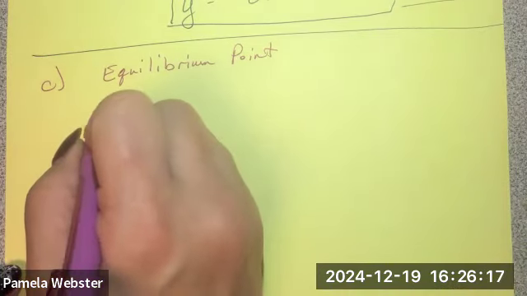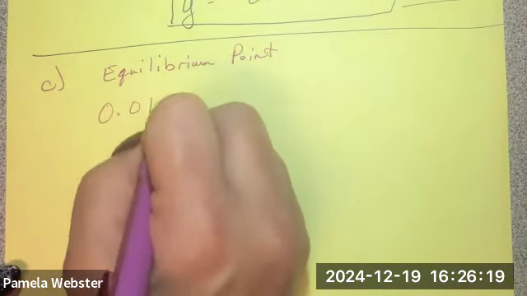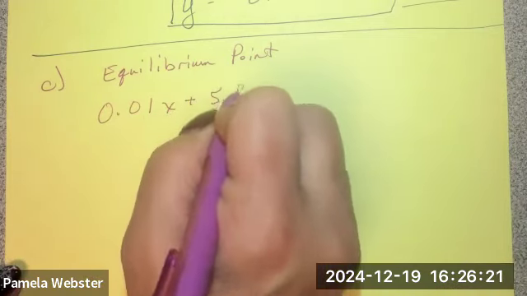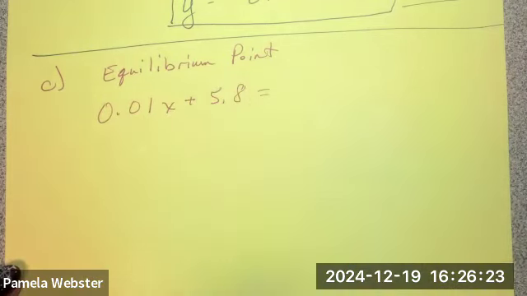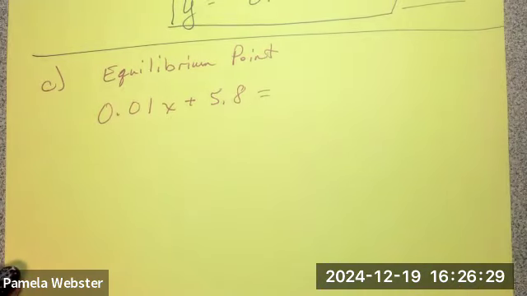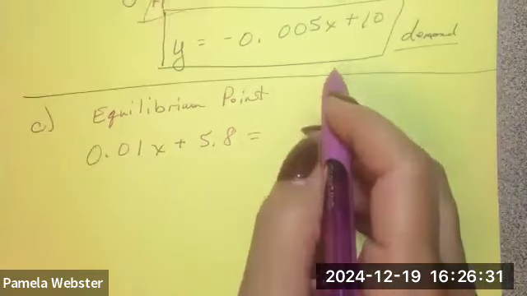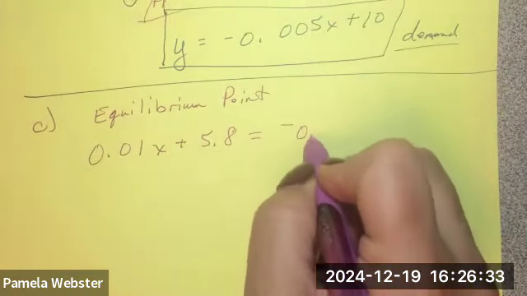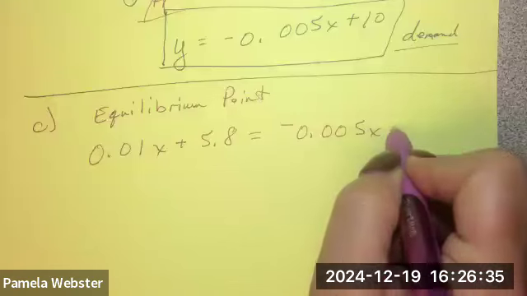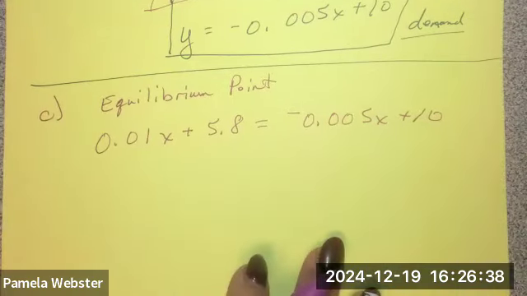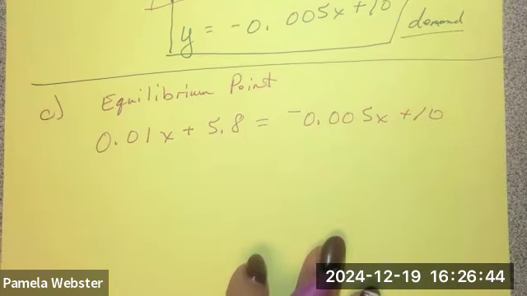So I have y equals 0.01x plus 5.8. That was one of my equations, that was the supply one. Yep, supply. And then I'm going to set that equal to this one that I got for demand right here, negative 0.005x plus 10. Okay, and those are going to be a little tricky just because of the decimals. If you don't like the decimals, you can clear them out.